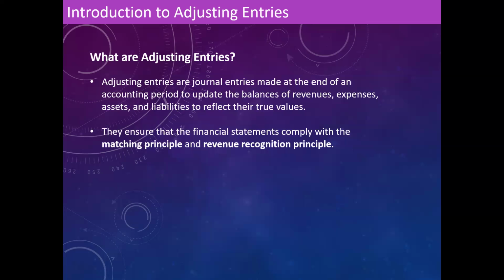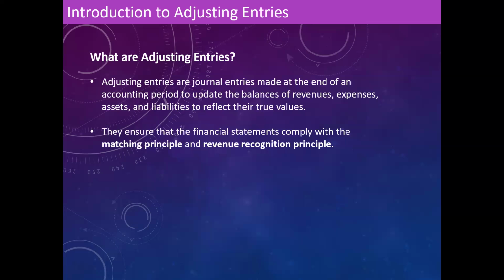Anyway, adjusting entries are simply entries that we make at the end of an accounting period to recognize revenues and expenses that we haven't necessarily gotten the money for yet, or revenues and expenses that we paid for in the past, but that we need to charge to the current period.